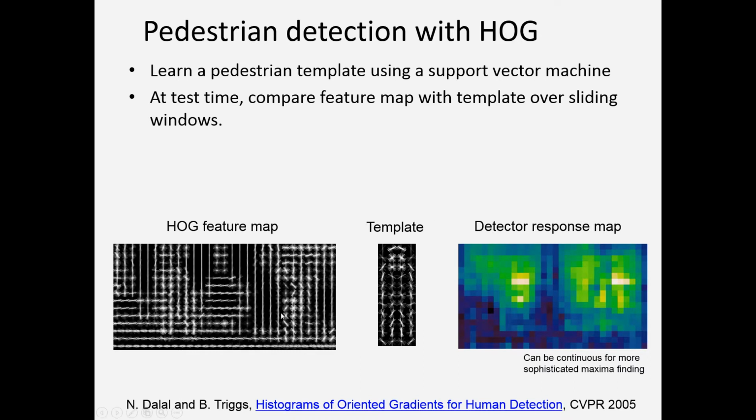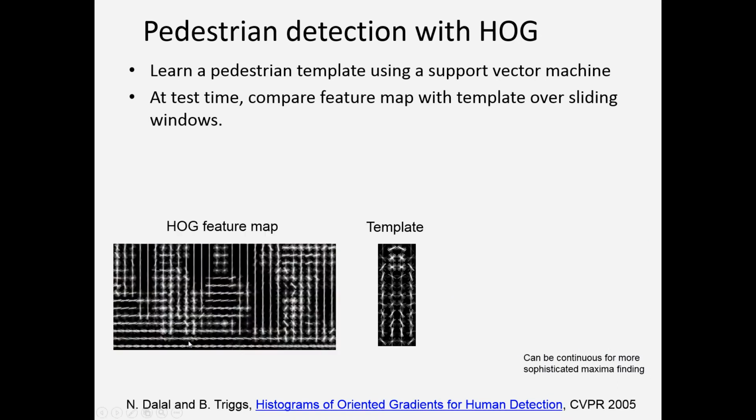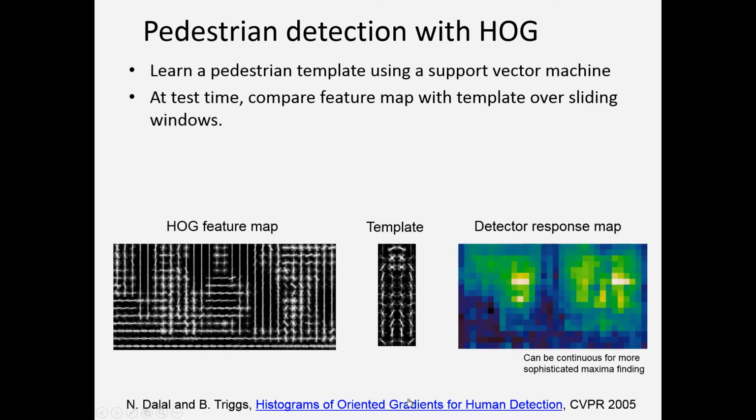And here is just an example. If you have the image here, you have this HOG feature map. The image comes in, you compute the HOG, then you slide the window and compare with this template after you use SVM to train. Then you have a detection response. The high response will correspond to the pedestrian being there.